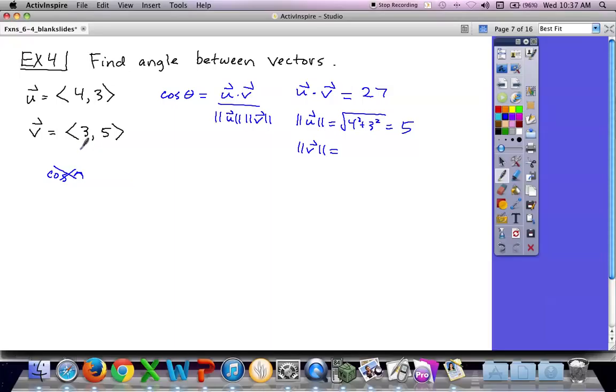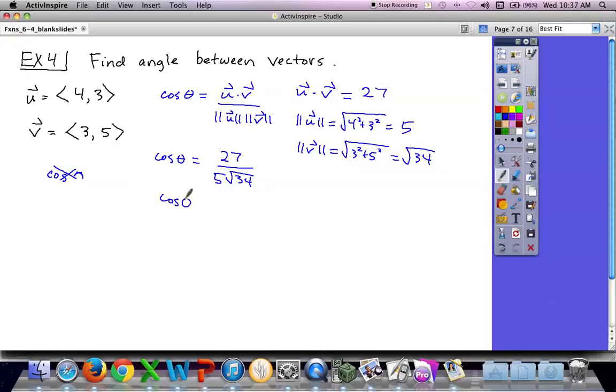The square root of 3 squared plus 5 squared, which is 34. So we're going to put all of that into this formula on the right-hand side. The cosine of theta equals 27 divided by 5 times the square root of 34.